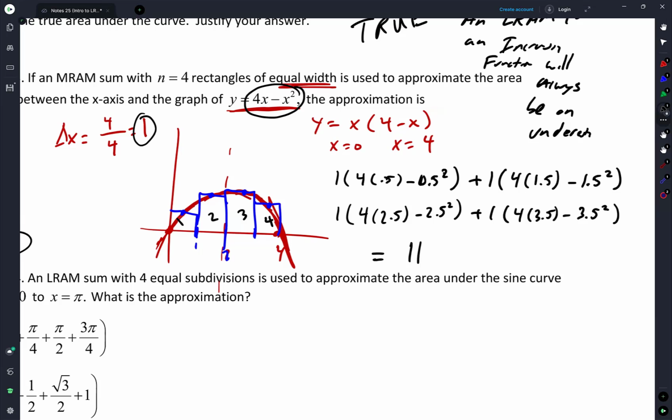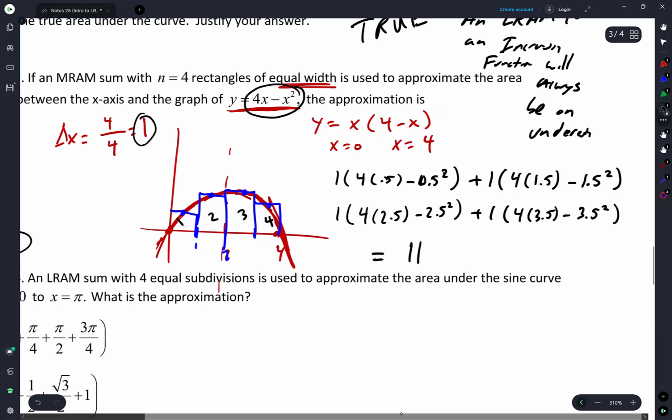But if the width was not 1, I would put all that in parentheses times whatever the width is, because if the width is always the same number, you can factor it out. Does that make sense? Yes. Okay. So are we feeling good? Yes. All right, can we take some more?